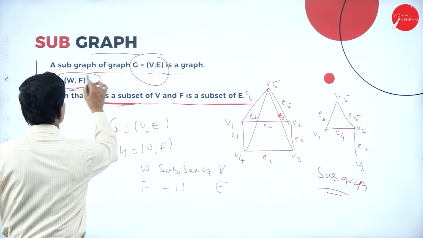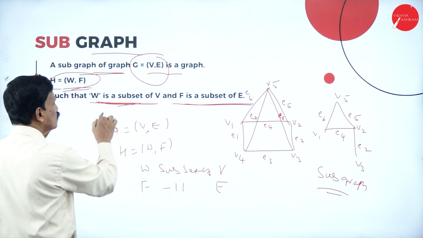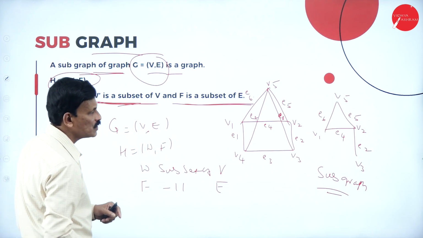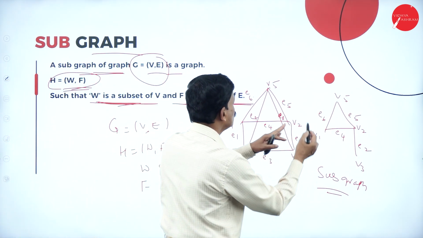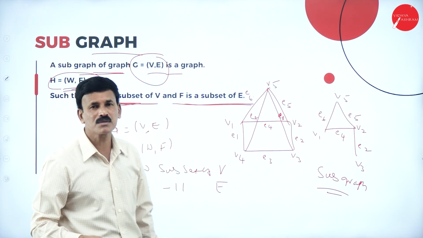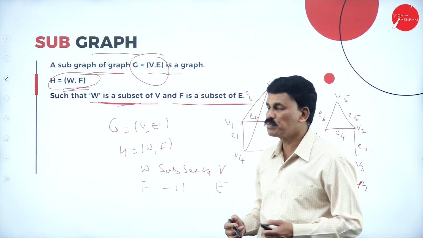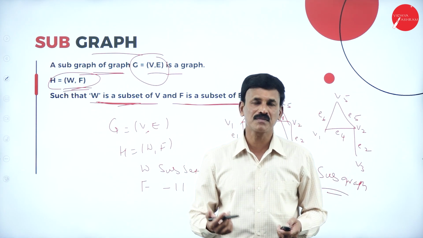So a subgraph of the graph G = (V, E) is a graph H = (W, F) if it is a graph. So if this is a graph, then this is called the subgraph of this, just like a subset. So that's regarding the subgraph. Hope you got an idea regarding subgraphs.